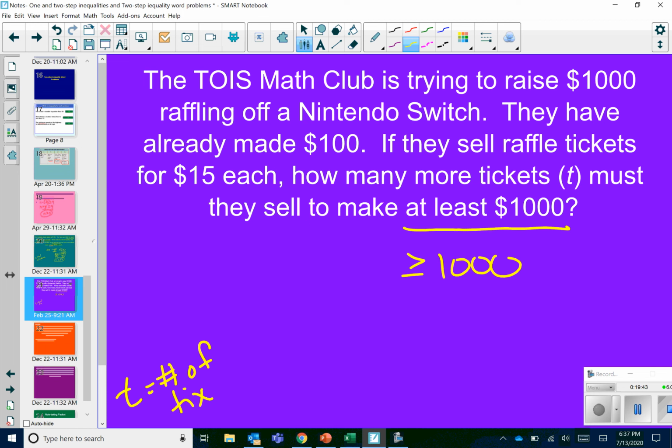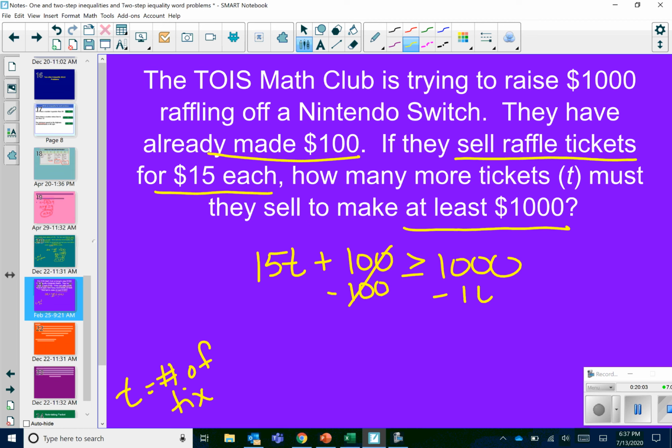Well, what number in the problem has to do with the tickets? Right here, they tell you the raffle tickets are $15 each. So 15 times the number of tickets, plus the $100 they already made, is greater than or equal to 1,000. So now to solve, we're going to subtract 100 on both sides. That leaves us with 15t is greater than or equal to 900.